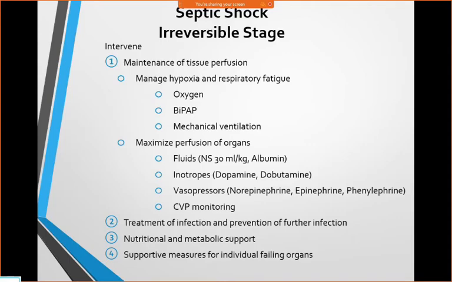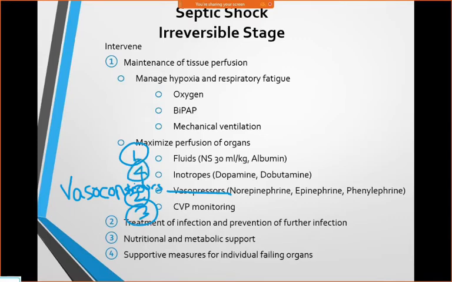Actually, this should say vasoconstrictors. The vasopressors is an old term. These are actually technically vasoconstrictors. So you'd want vasoconstrictors. Inotropes will help your heart function, but again, we need to worry about whether they're going to get worn out or not. So I would probably, if I had to order these, I would do fluids first, then vasoconstrictors, then CVP monitoring, and then inotropes if we need that on top of that, because the vasoconstrictors are going to help us squeeze down those blood vessels that are dilating that we don't want dilating.